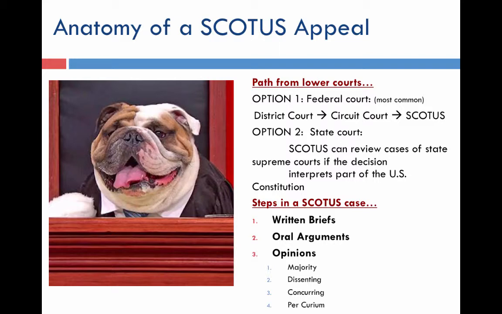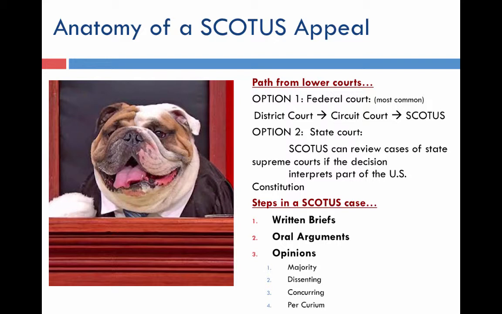So there are two main paths from the lower courts to get to the Supreme Court. The most common path is that there's a case that is in federal district court. It gets appealed up to federal circuit court, and then goes up to the Supreme Court. That's a pretty straightforward path. It's right up the left side of that chain of command we talked about earlier.